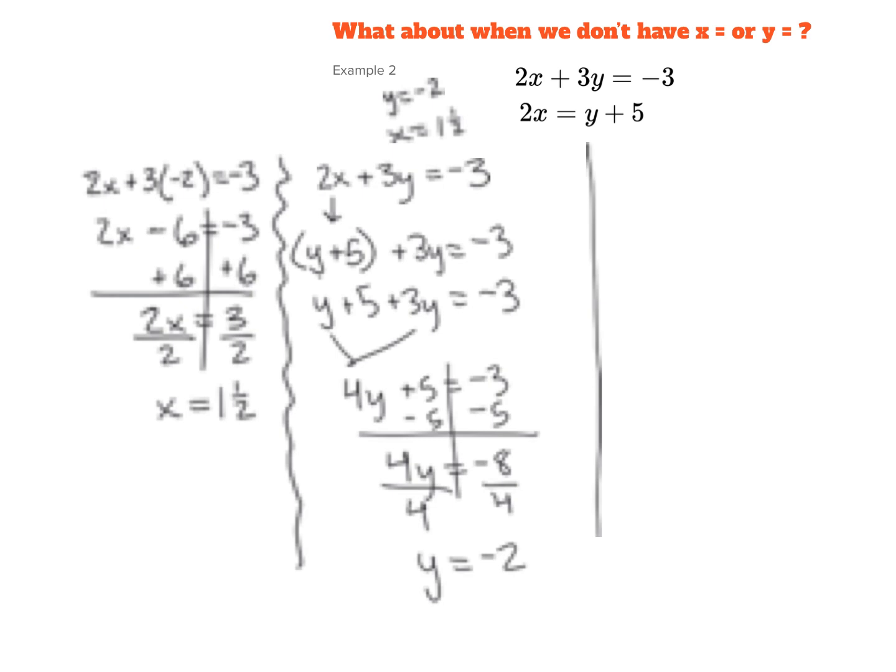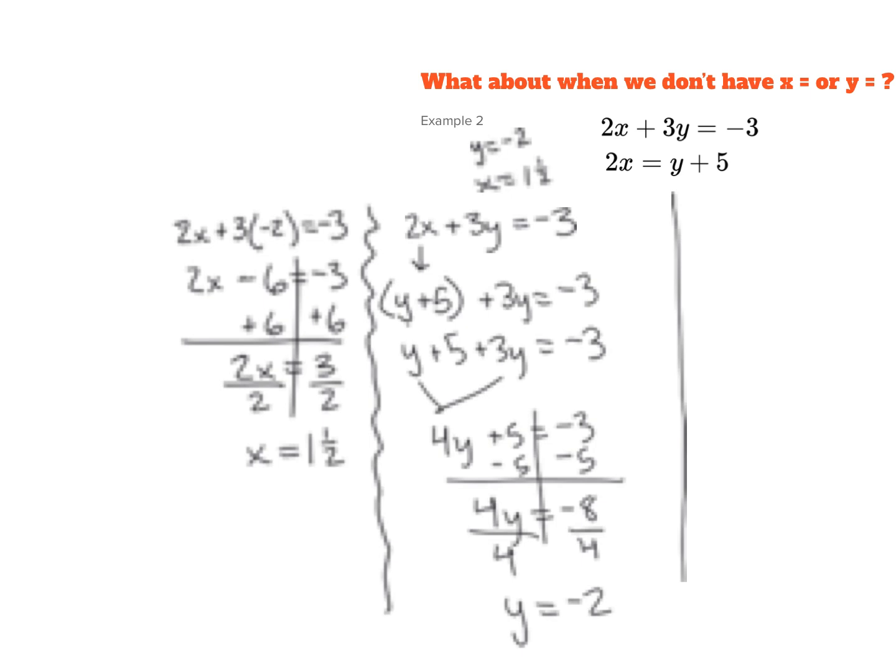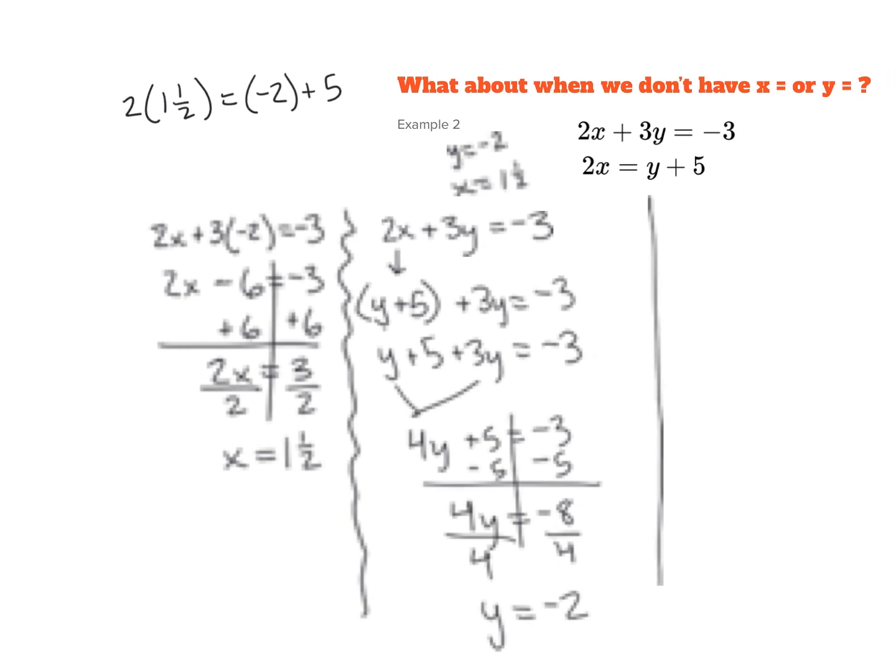How could I check this? Well, let's put both of them in one of the equations. It should work out. 2 times 1.5 should be equal to negative 2 plus 5. I'm just substituting it in that second equation. Well, 2 times 1.5, or 2 times 3 halves, is 3.